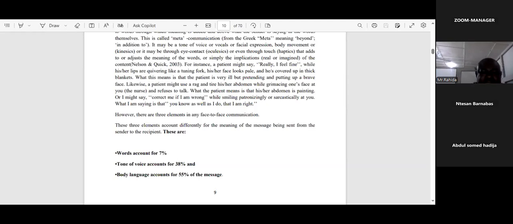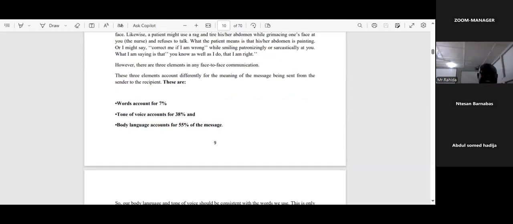Then the tone of voice accounts for 38%. It means you can say a word, you can spell a word, but if your tone is not clear, then anything that you share with your patient or client may not be understood well. The other aspect, the nonverbal aspect of communication, accounts for 55%. You could see that the nonverbal aspect plays a major role in communication. So when you have the 7%, the 38%, and the 55%, it gives you a total of 100%. And that is what we term as effective communication.